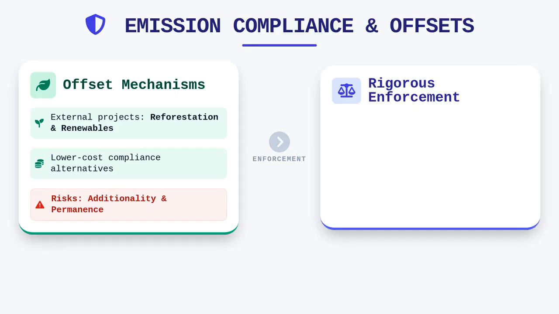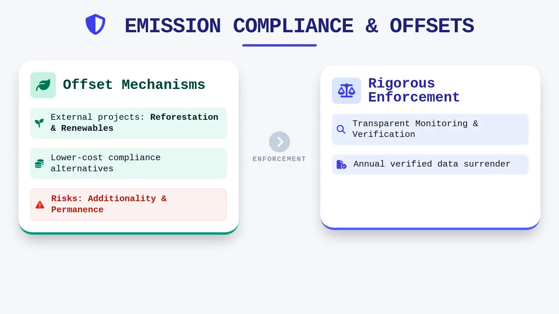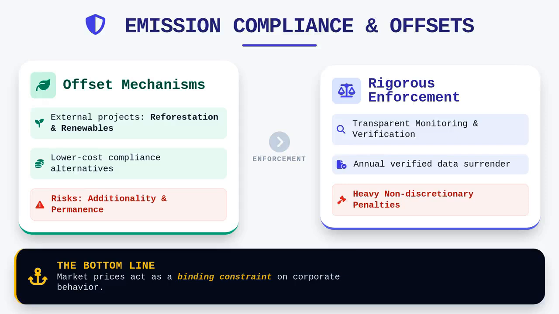Compliance is ultimately maintained through transparent monitoring, reporting, and verification protocols where firms must surrender their verified emissions data annually. Failure to surrender sufficient allowances to cover actual emissions results in heavy, non-discretionary financial penalties, ensuring that the market price acts as a binding constraint on corporate operational behavior.